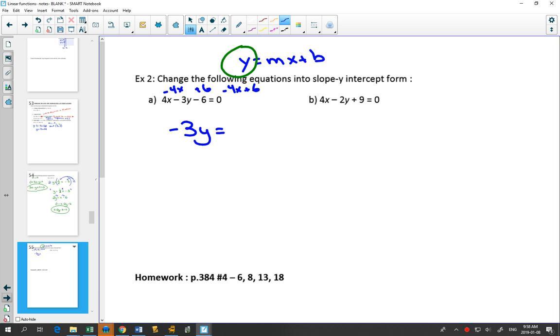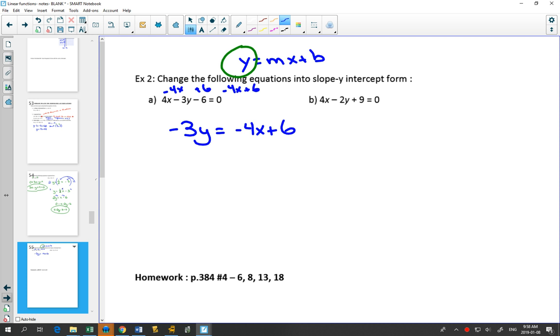For whatever reason, sometimes when you move everything away, people just get rid of the negative. That negative is still in front of that 3y. It stays in front of that 3y. So then I would have negative 4x plus 6.